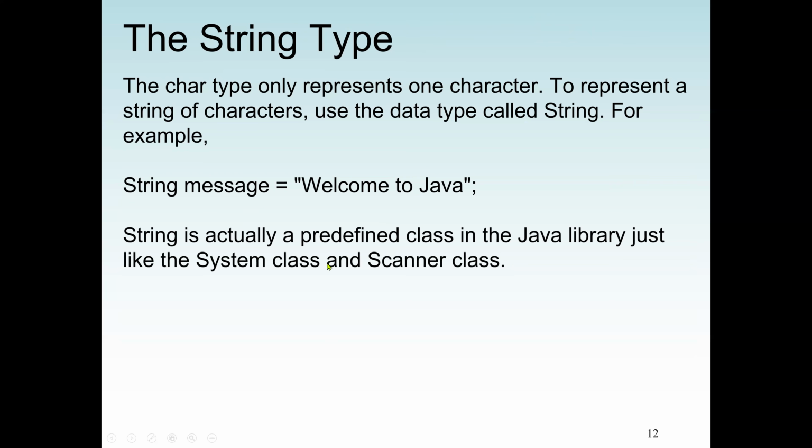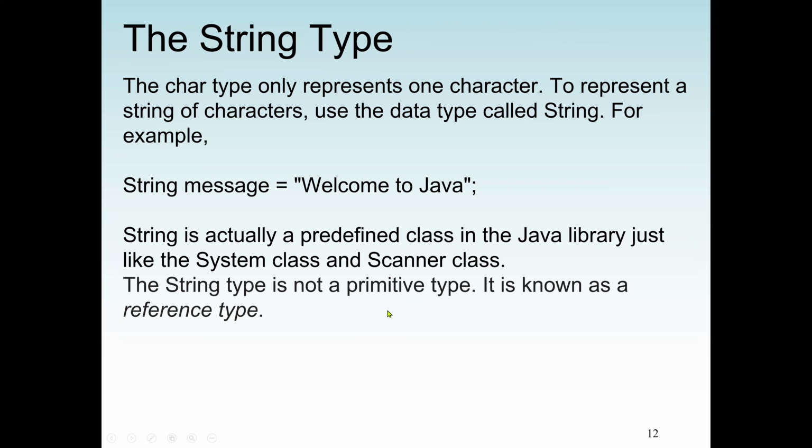So String is actually a predefined class. As we said earlier, a String is a built-in class in the Java library, just like the System class, the Scanner class, or the Math class. The System class we use for our output, System.out.print. The Scanner class we use mostly for input to get data. And then the Math class is for mathematical operations.